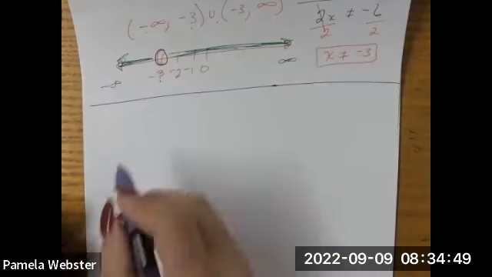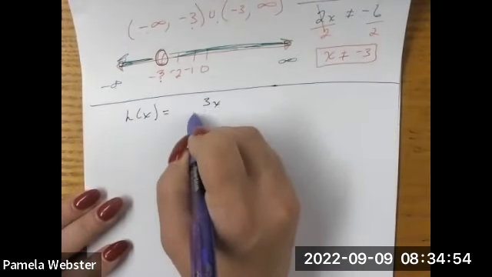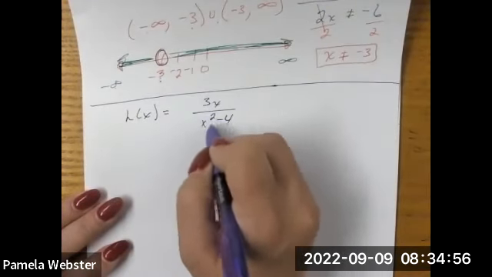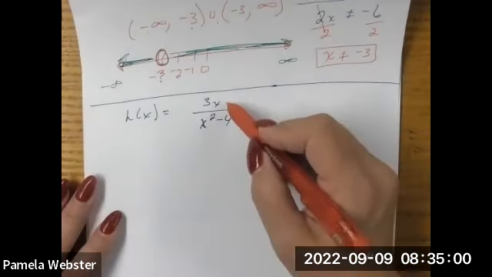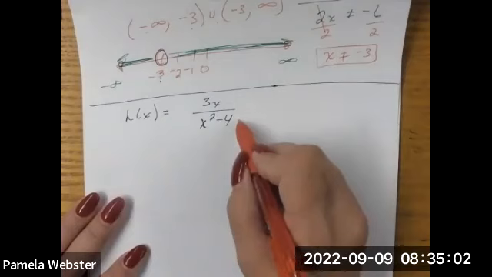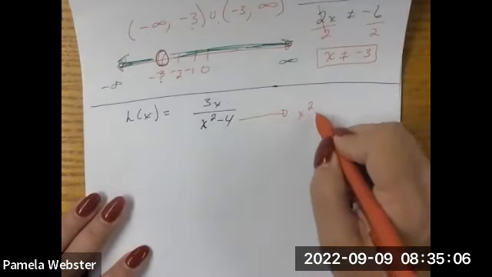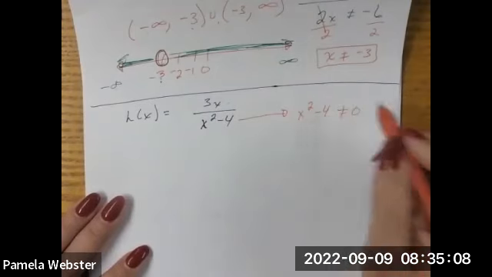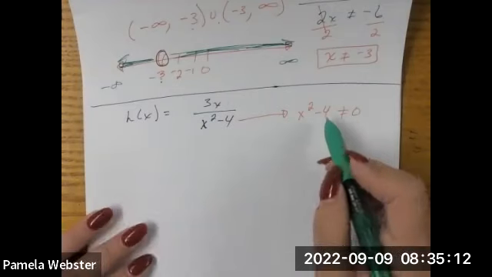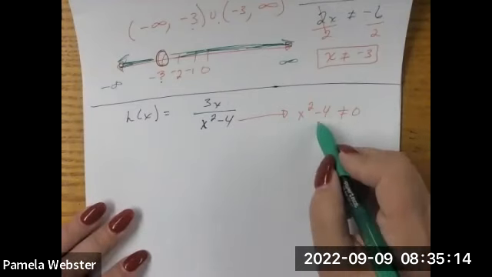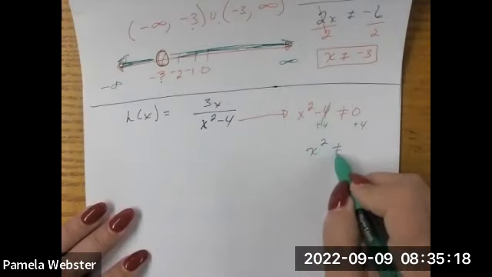I want you to just notice what's going on. So what if I had something like h of x equals 3x over x squared minus 4? Again, do I care about this 3x on the top? No, that's not what determines anything about domain. It's always take the denominator and say that can't equal 0. So if it can't equal 0, I'm going to add 4 to both sides. X squared cannot equal 4.